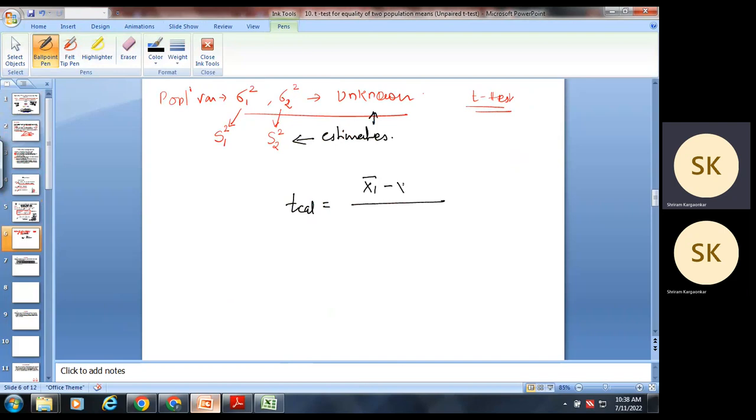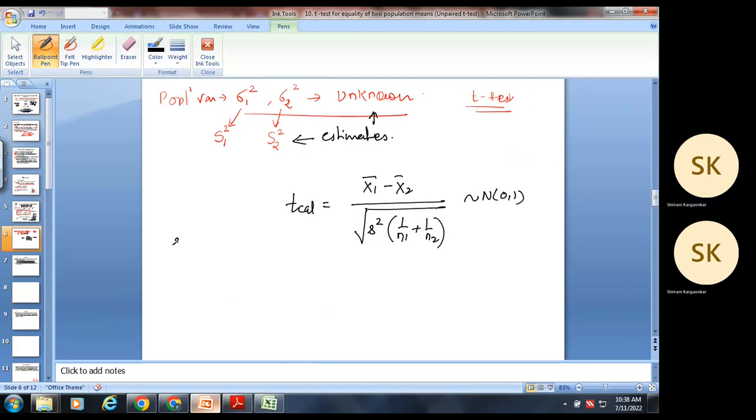(X1 bar minus X2 bar) upon sample mean square into 1 upon N1 plus 1 upon N2. This follows the standard normal distribution. This is called the combined sample mean square, because we assume here that both the population variances are unknown, and we assume that those are equal.